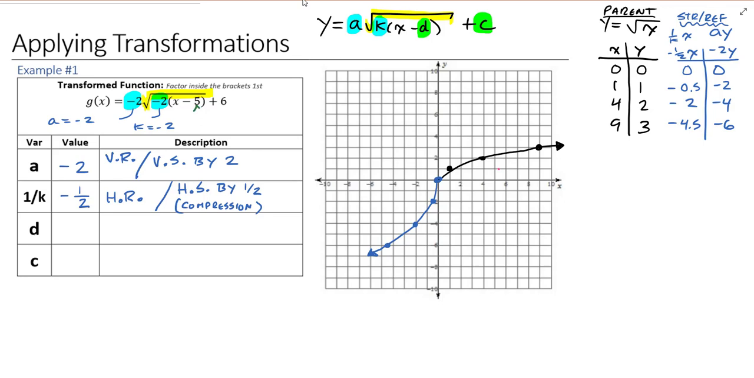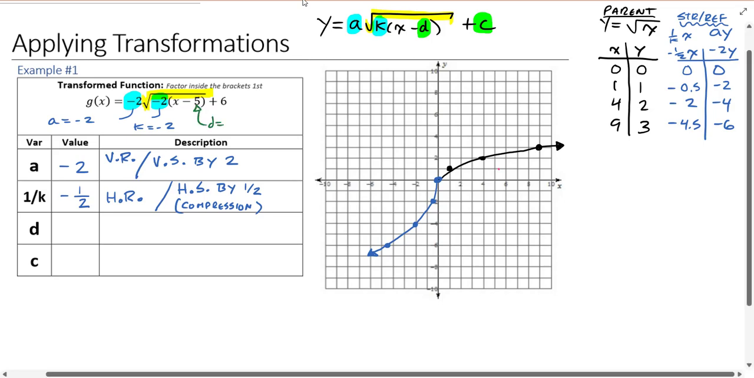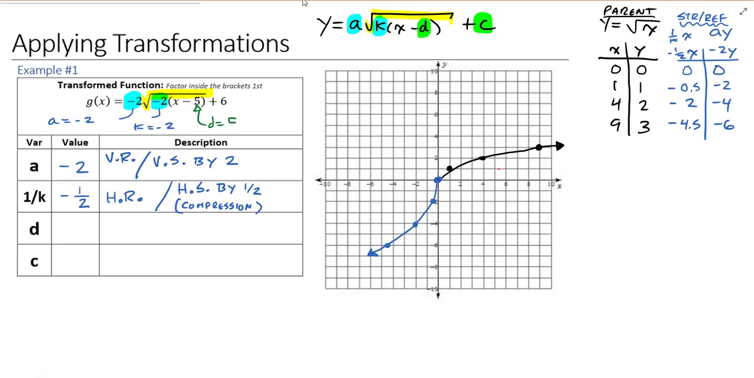So now, D is this one here. So as we talked about in the previous video, it's x minus D. So D is going to be a positive 5 here. I'll just put a plus in front to be very clear. And the C is the value at the back. It's very easy to find. It's going to be positive 6. All right, so what do they do?